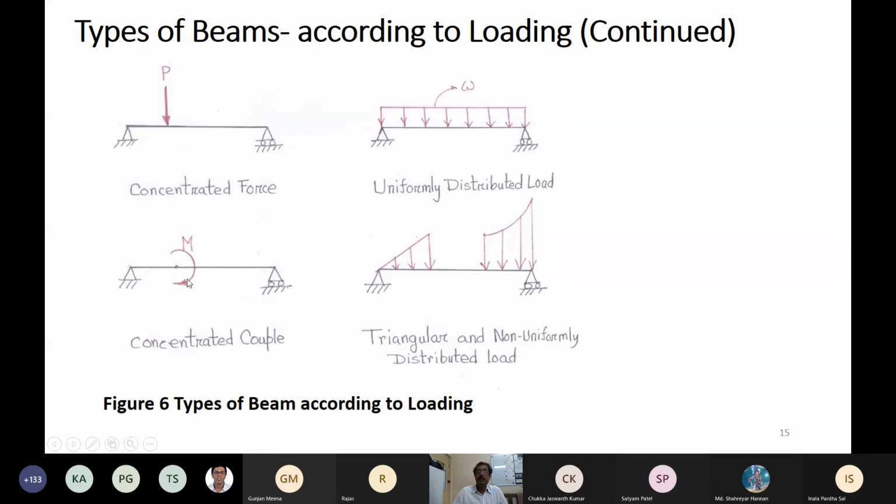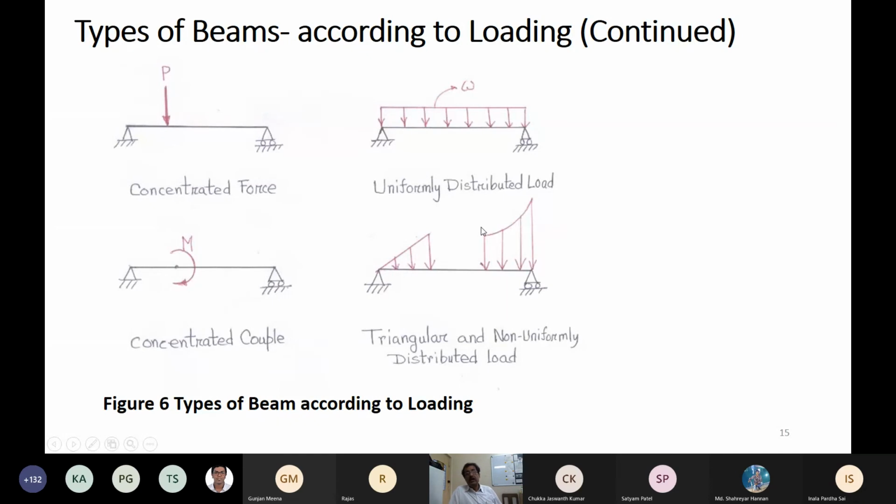There can be a concentrated couple also applied onto a beam. And also, the beam may be having a triangular distribution. You might have seen this condition when a lorry full of sand is dumping the sand out, and it opens the end hatch and the sand is sloping down. So at that time, it is triangularly loaded.